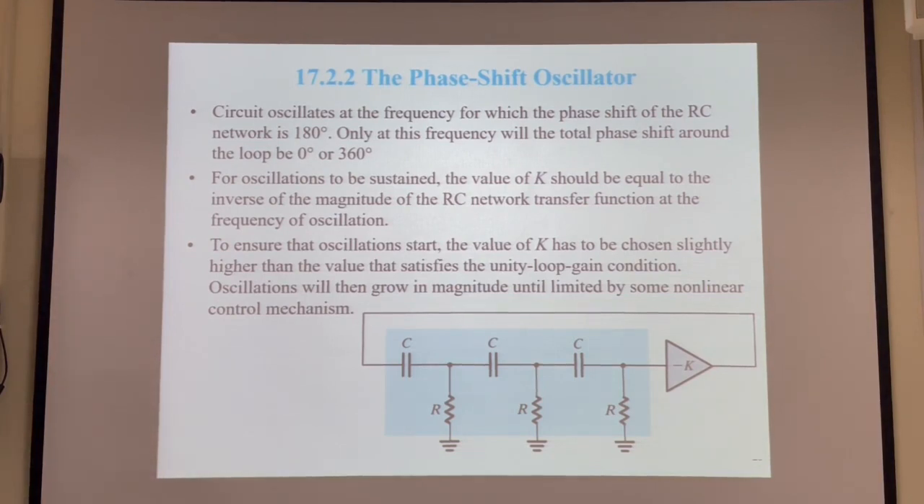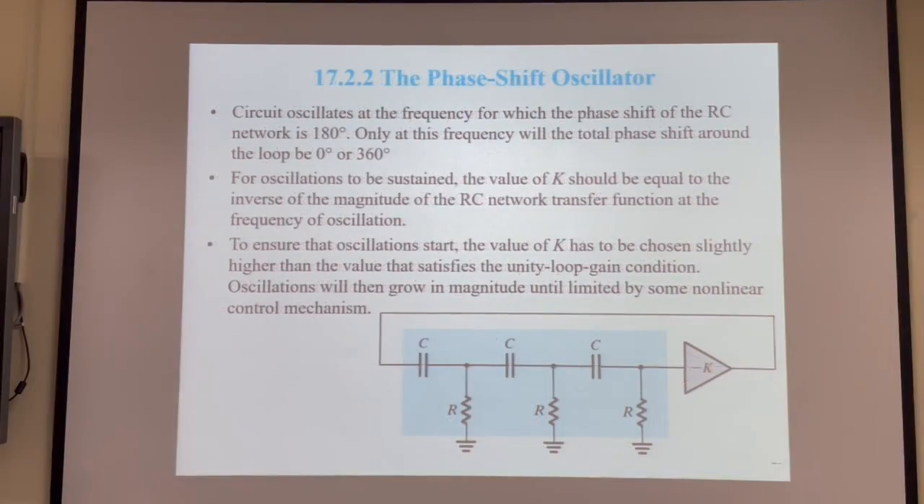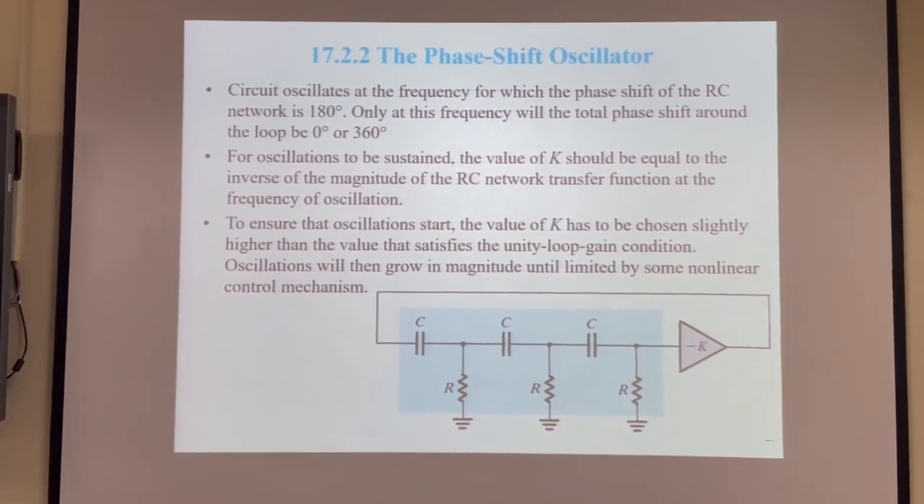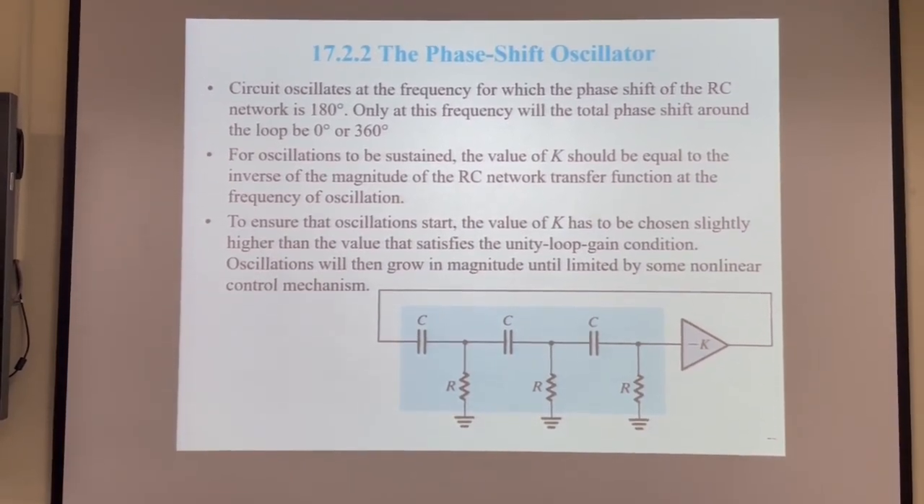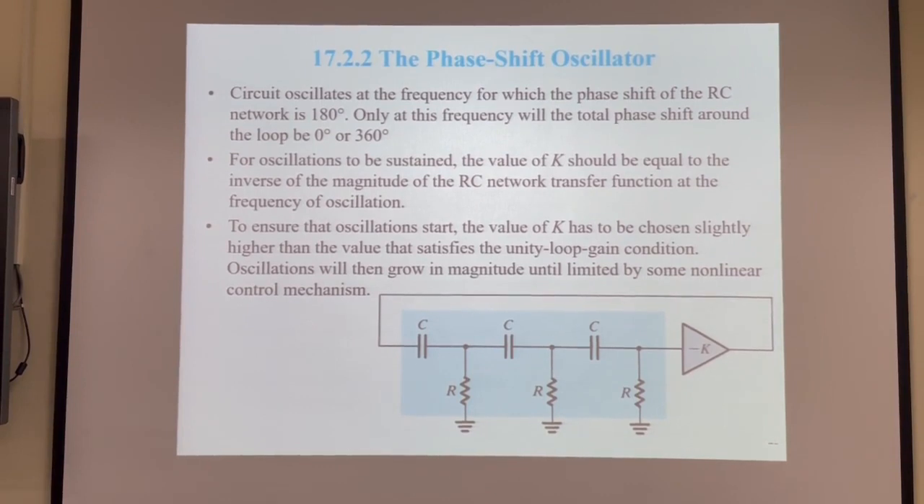Can you turn it off? Circuit oscillates at the frequency for which the phase shift of the RC network is 180 degree. Only at this frequency will the total phase shift around the loop be 0 degree or 360 degree. That's good. Can you explain?